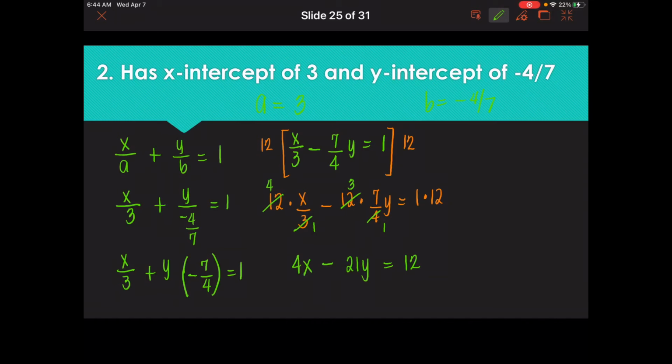Okay, and then we will just transpose 12. So we'll have 4x minus 21y minus 12 is equal to 0. Okay, so our A is positive 4. Then 4, 21, and 12, they are not divisible by a certain number. So this will be our final answer.